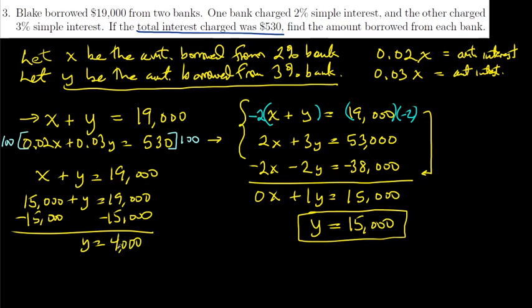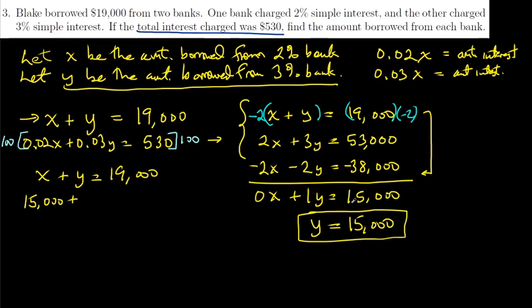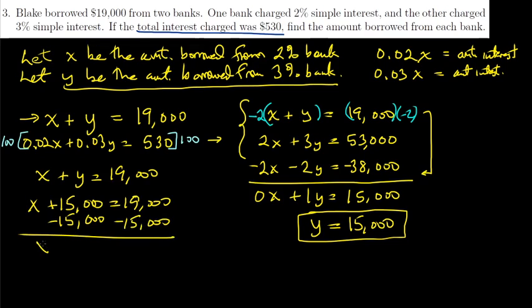Oh boy, I messed that up, didn't I? y is 15,000. y is not 4,000. I was replacing x with 15,000. My mistake. We should replace y with 15,000. So it's actually x that's 4,000. Subtract 15,000 from both sides, that's a 9. Yep, so we should get x equals $4,000.